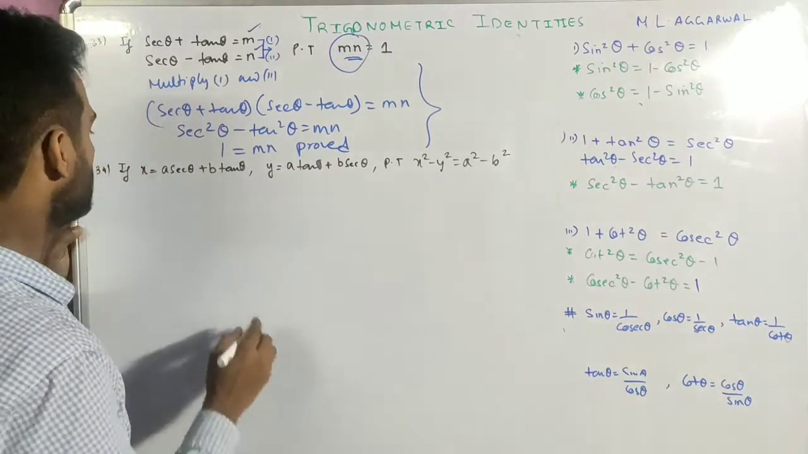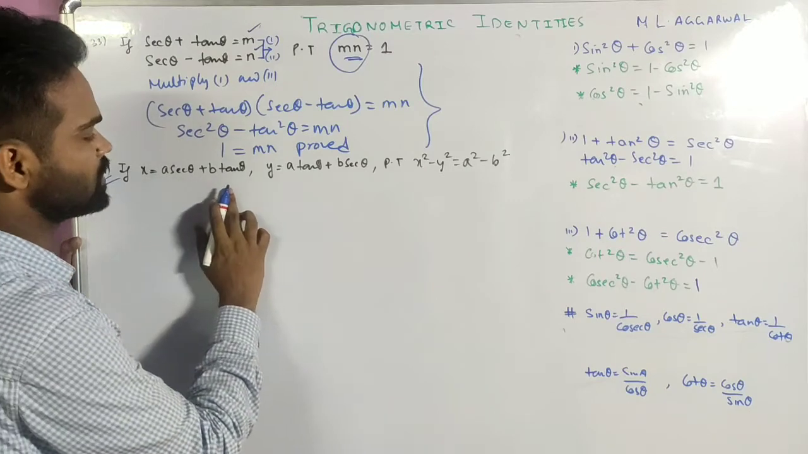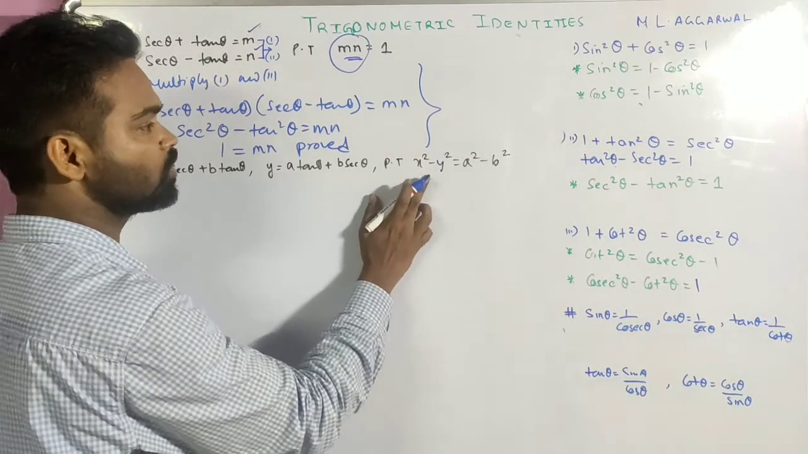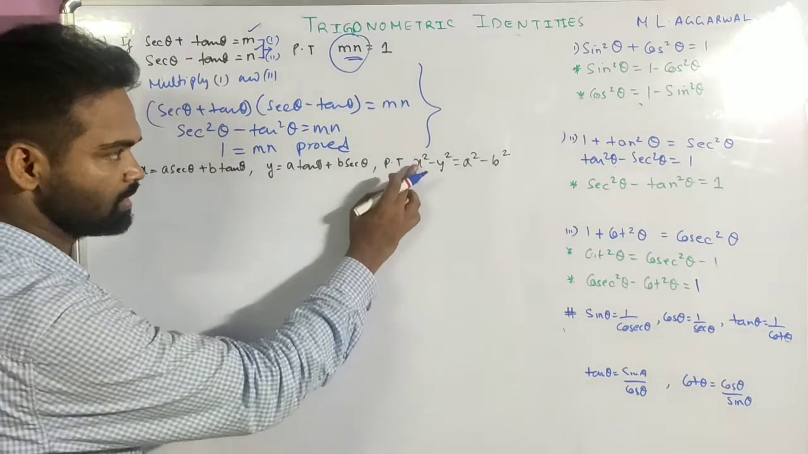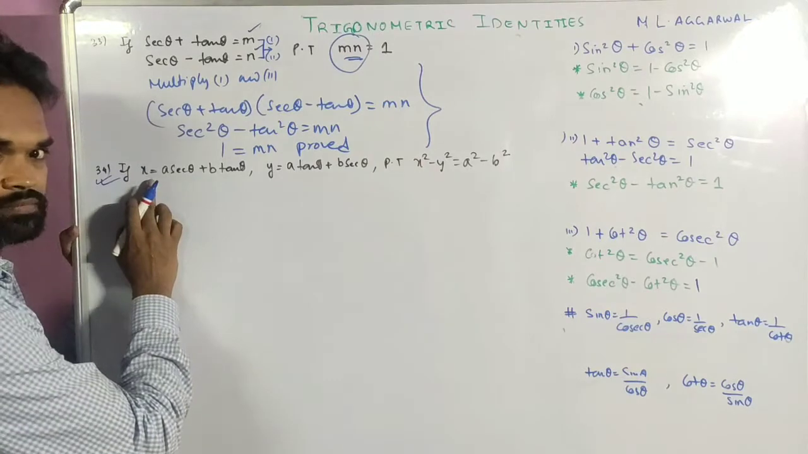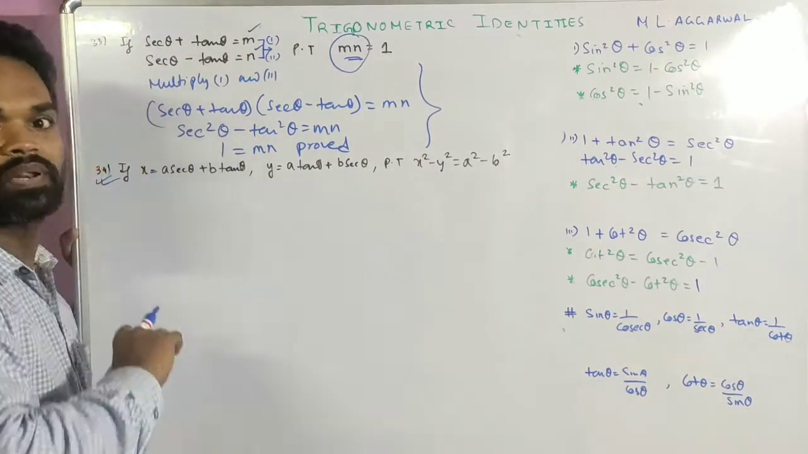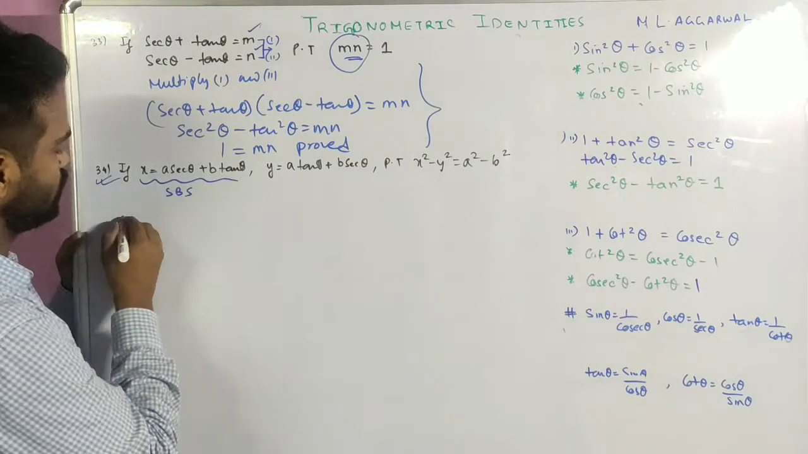Done. Now look carefully. 34. If x equals a sec theta plus b tan theta, and y equals a tan theta plus b sec theta, prove that x square minus y square is equal to a square minus b square. Very easy. See, x square, so squaring both sides of this. Y square, squaring both sides of this. And then you subtract. Look carefully.